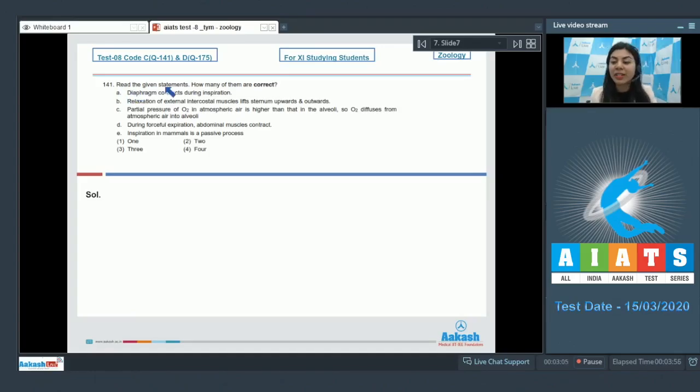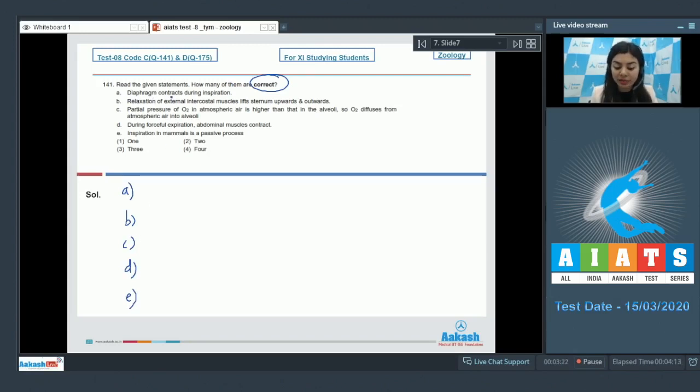Question 141. Read the given statements. How many of them are correct? Statements A, B, C, D and E are given and we have to find out how many of them are correct. Let's analyze statements to find out which one is correct and which one is not.